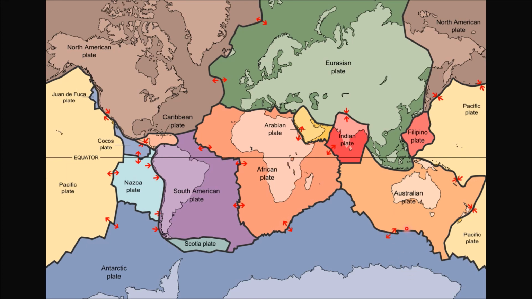Take a look at these two plates over here. You have the Australian plate over here, and then here you have the Antarctic plate. See this blue one? This is the Antarctic plate. So these two plates are doing the opposite. They're trying to move apart from each other. All right? So when they move away, they also sometimes cause earthquakes and volcanoes and things like that. So this picture over here shows you all over the place where these different plates are moving.